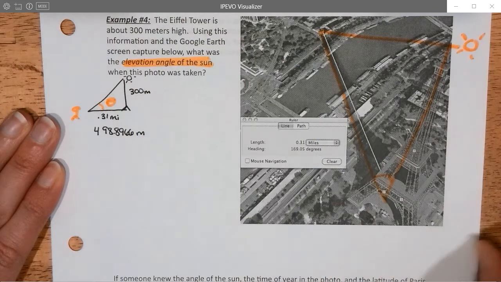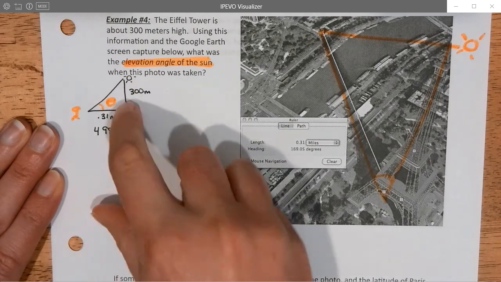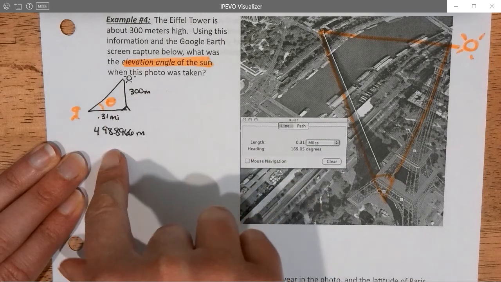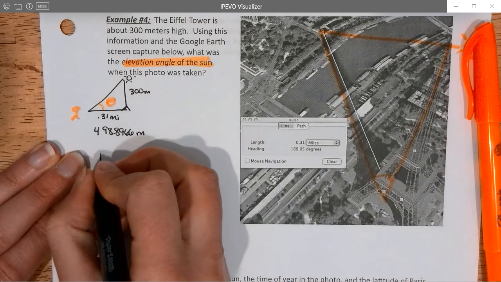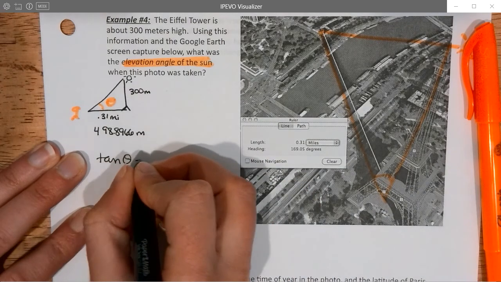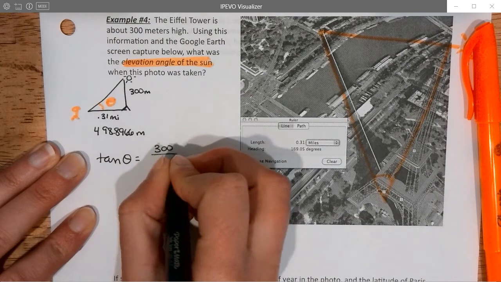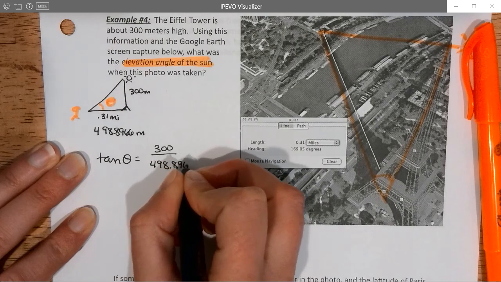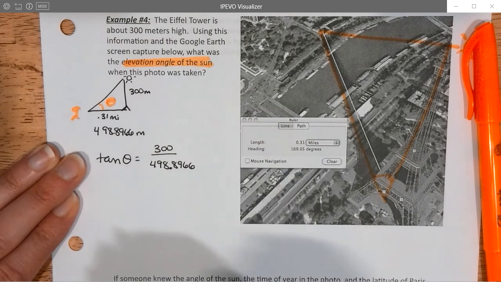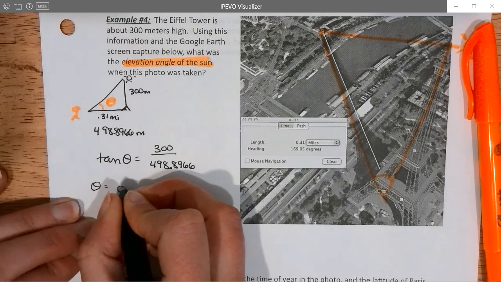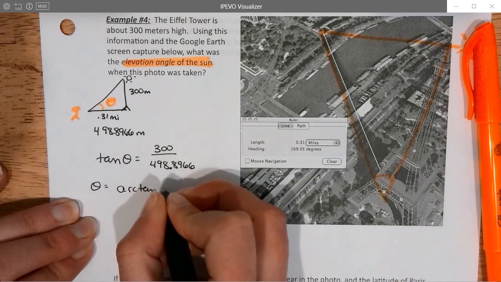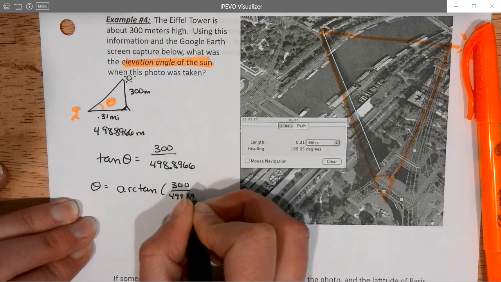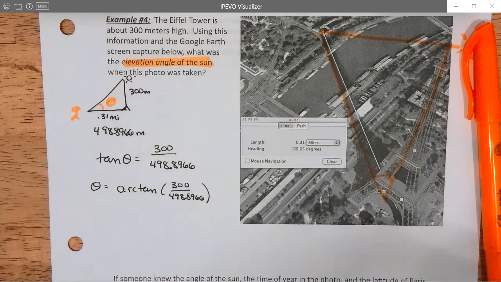All right. Now that I have these both in meters, I can use a ratio, and it's going to be of the opposite to the adjacent, so I'm going to use tangent. So the tangent of that angle is going to be equal to 300 divided by 498.8966, just so that they're both in the same units, they're both in meters. And theta then is going to be the arctan of that ratio. 300 divided by 498.8966.